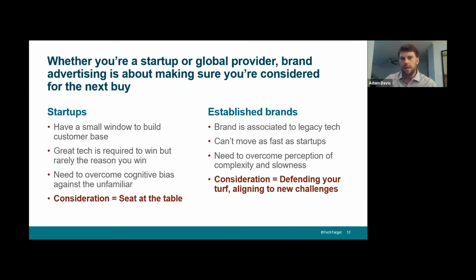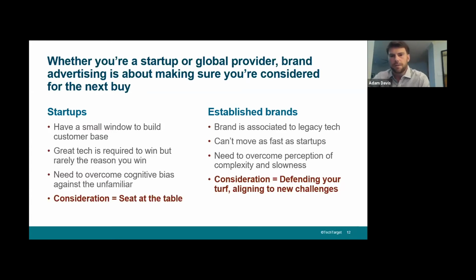Or if it's those established brands, they've got to defend their turf. They've got to stay on top of the heap. And then really they also need to make sure that people understand that they're adapting their solution as they need to address new challenges. All of that boils down to the fact that consideration is vital, and the key tenet of a brand campaign. So then the real question is, how do you get that consideration?